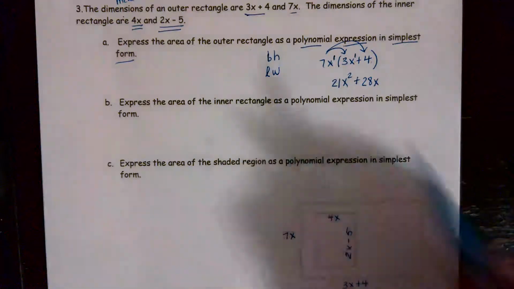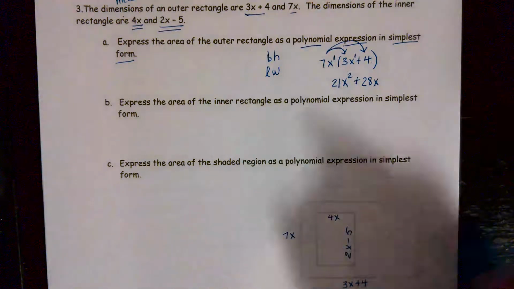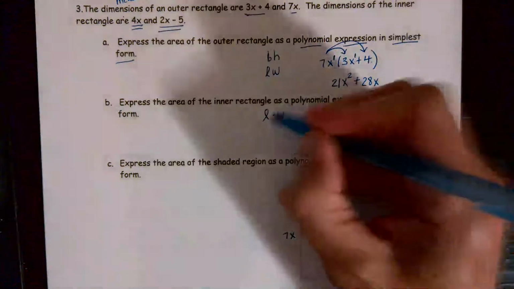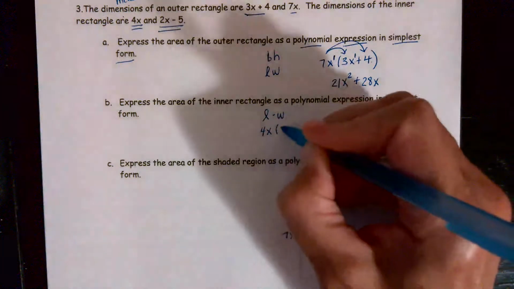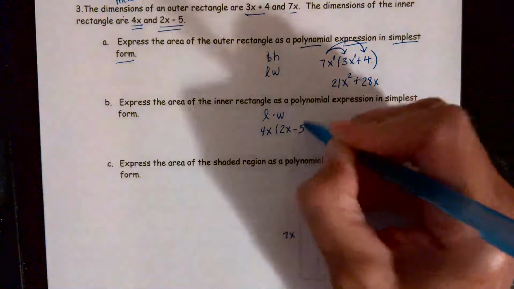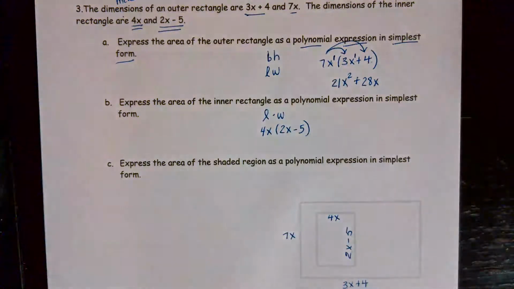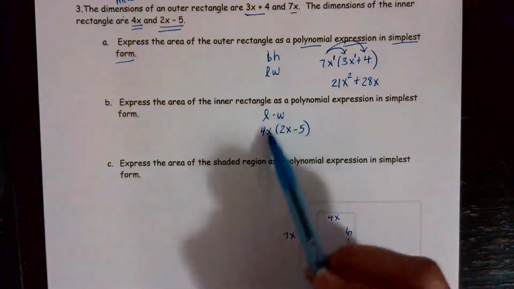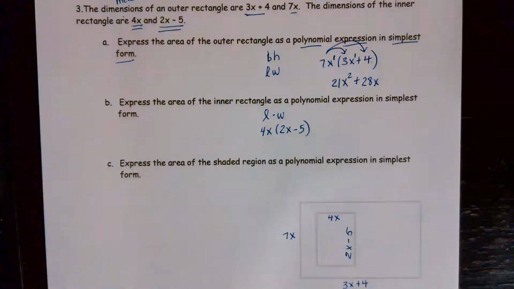Now, the area of the inner rectangle is going to be the same idea. We have length times width, so we have 4x times 2x minus 5. You could also say 2x minus 5, in parentheses, times 4x, commutative property of multiplication. But usually we'll put the smaller amount of terms first, just to make it easier when we multiply.